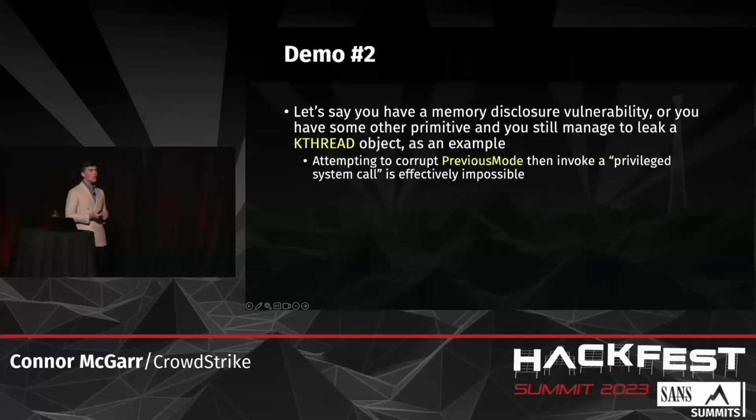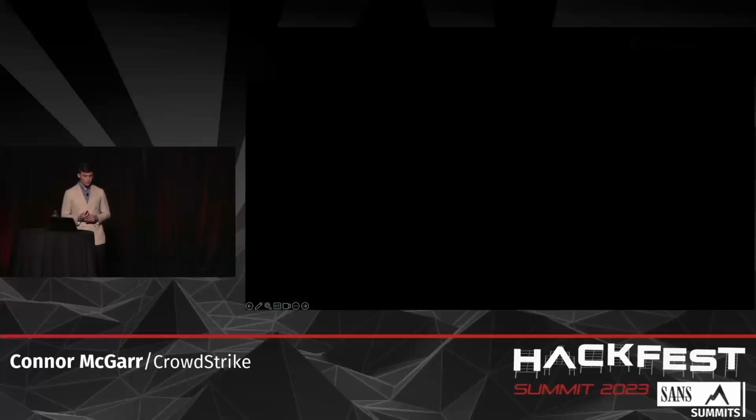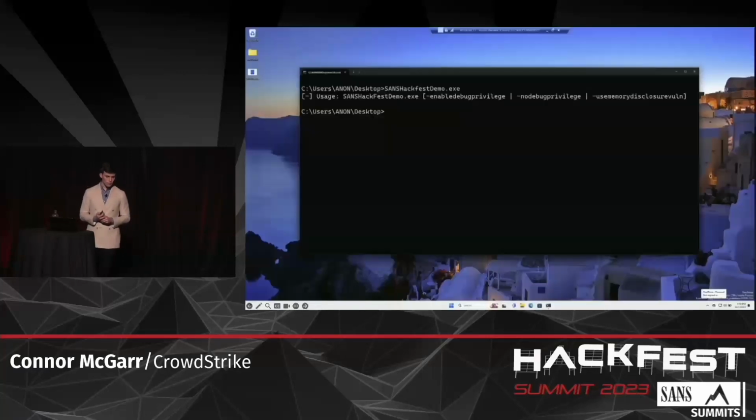So let's say that you do have some kind of leak or some kind of kernel address space layout randomization bypass. In this case, I'll use a pool overflow in an intentionally vulnerable driver to outline this. Well, when you try to corrupt previous mode and dispatch a system call to try to access some privileged object or read and write into kernel memory, it's effectively impossible. So there's a third switch here called use memory disclosure vuln.